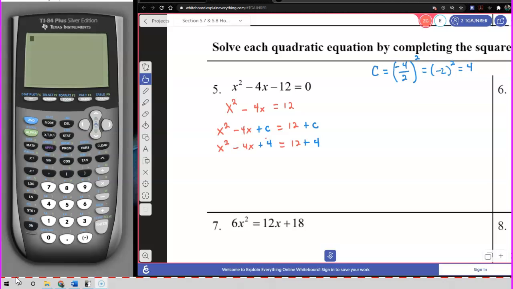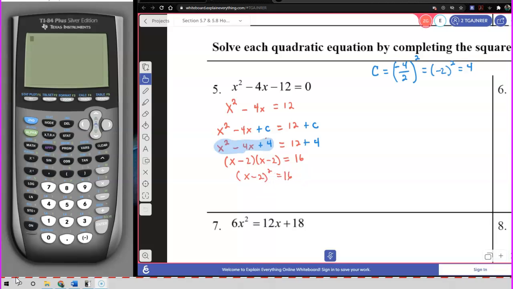So let me highlight this here. If I highlight this, this is a perfect square. And what do I mean that it's a perfect square? It's a perfect square because it's going to be x minus 2 times x minus 2 equals 12 plus 4, which gives you 16. See how x minus 2 and x minus 2 are identical? So it's x minus 2 squared equals 16.